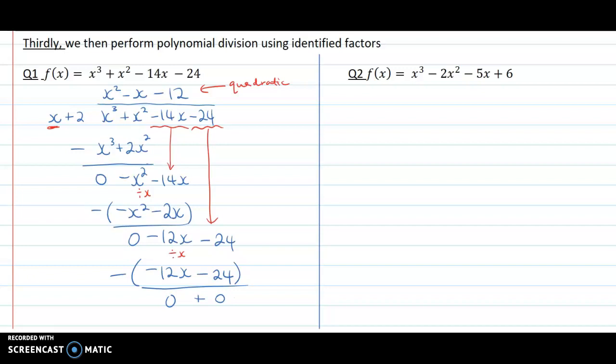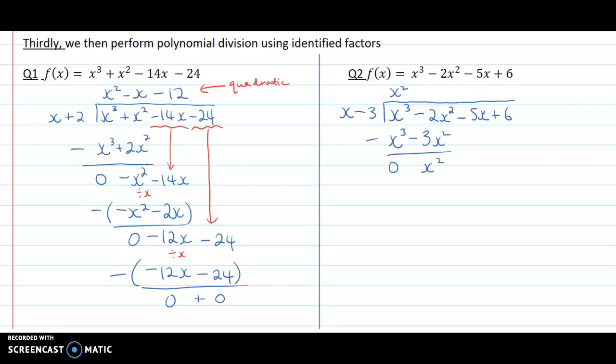Okay, if you'd like to work with me, press pause and give the second question a go, and we'll go through it really quickly in a second. There you go, let's check in. So x into x cubed gives me x squared. X squared times x gives me x cubed. Can't forget x squared times negative 3. Negative 3x squared. Rule it off, subtract them. Get 0 and x squared, so negative 2x squared plus 3x squared gives me x squared left over.